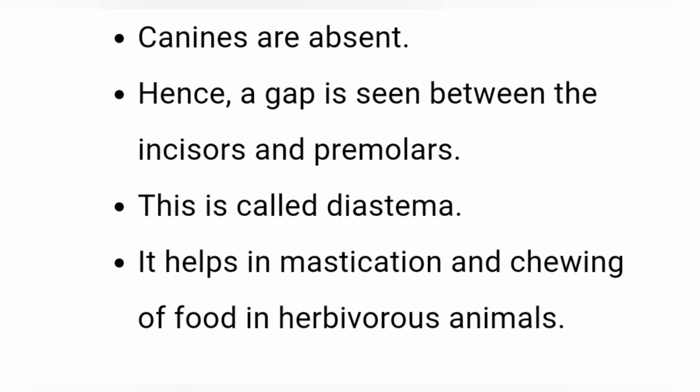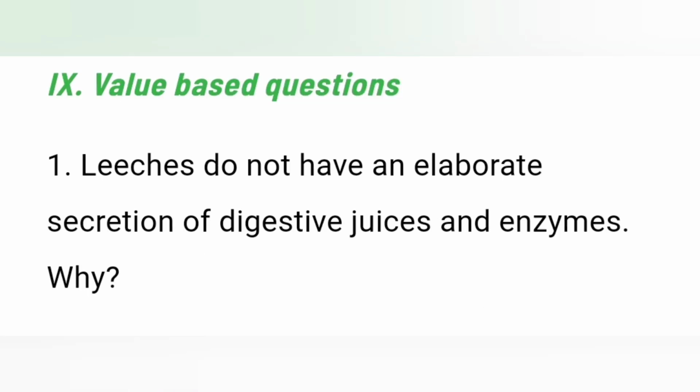Answer, first point, canines are absent. Second point, hence a gap is seen between the incisors and premolars. Third point, this is called diastema. Then fourth point, it helps in mastication and chewing of food in herbivorous animals. Ninth Roman letter, value based questions. First one, leeches do not have an elaborate secretion of digestive juices and enzymes. Why?